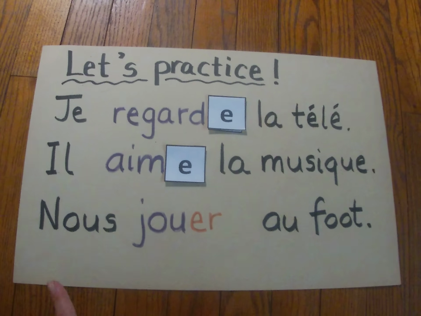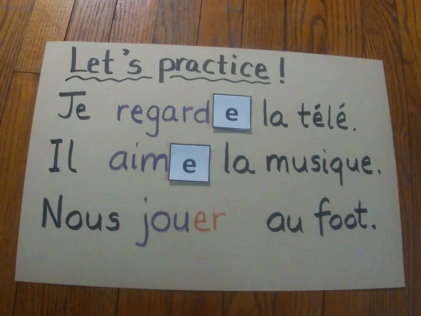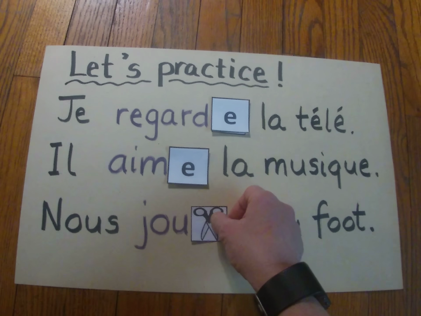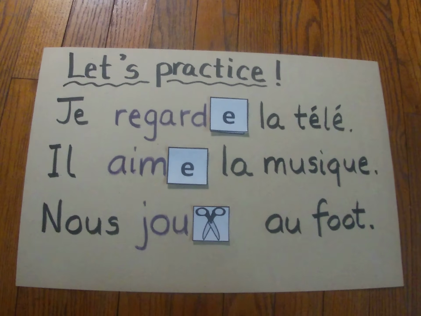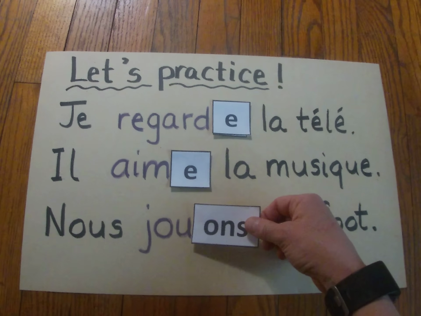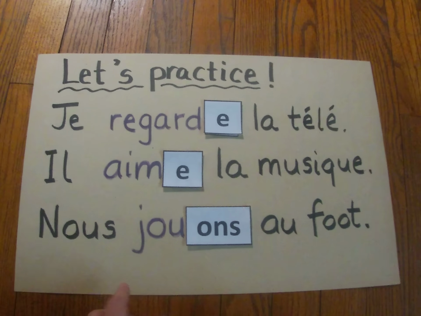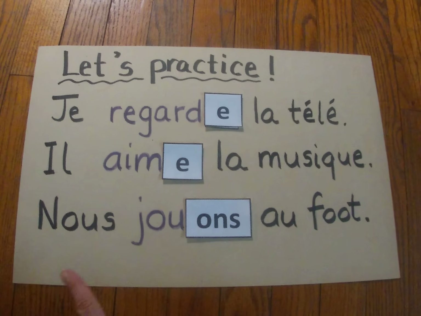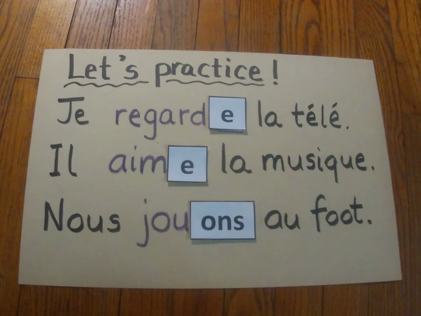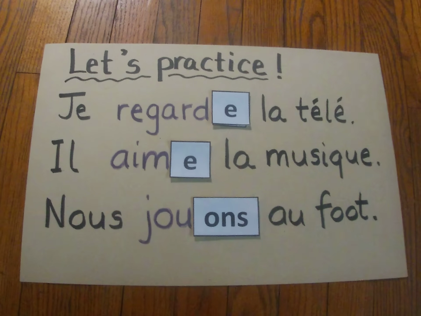Our last sentence, we have nous. Our verb is jouer au foot. Now, again, our two steps. We first find the verb stem by cutting off the ER. Then we conjugate by matching our verb with our subject by adding ons, which is the accurate ending for nous. And we get nous jouons au foot. We play soccer. This little tutorial should hopefully help you review the verb conjugation and to better understand it. Bonne chance!